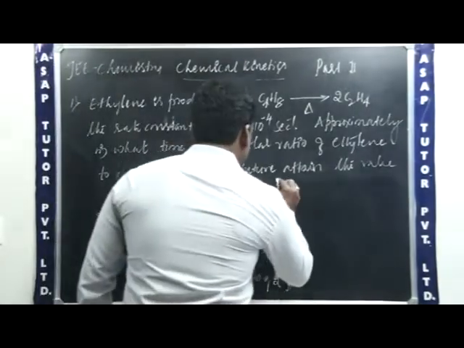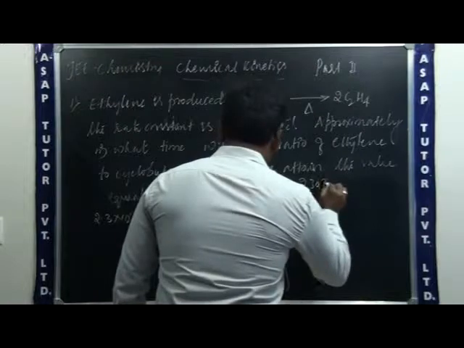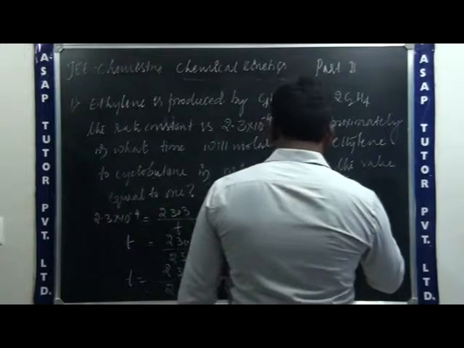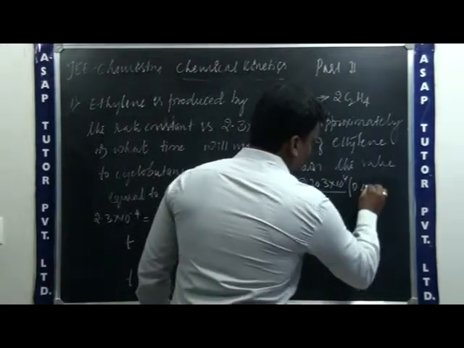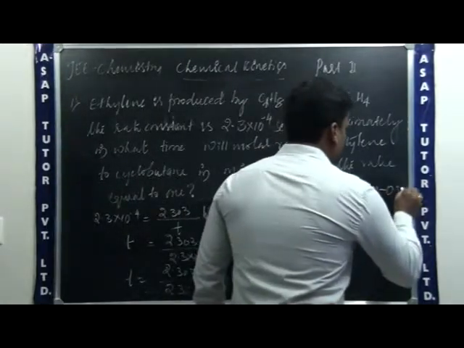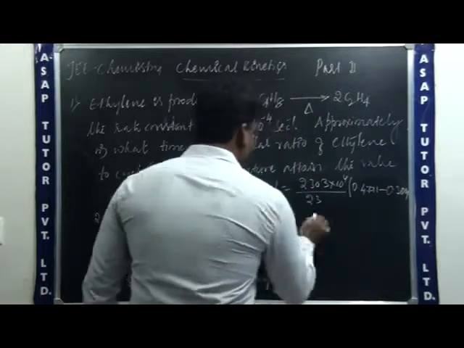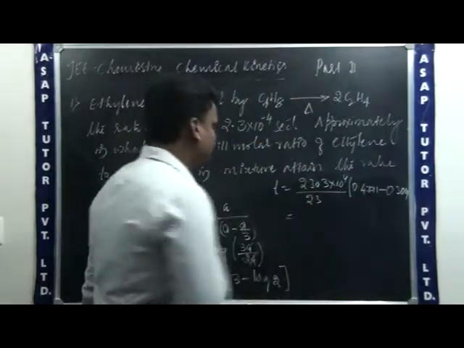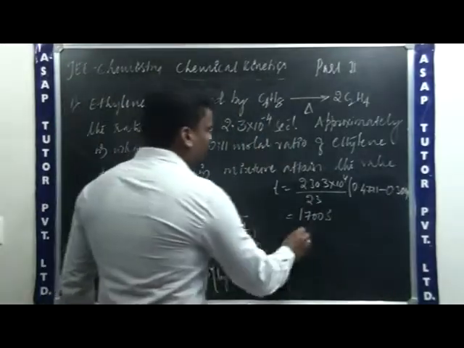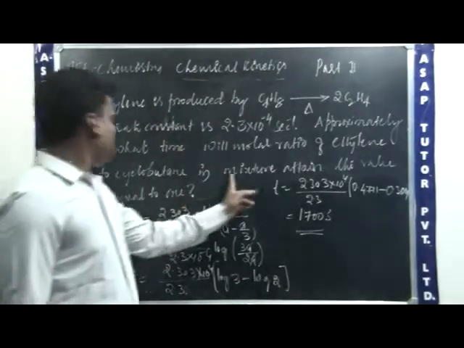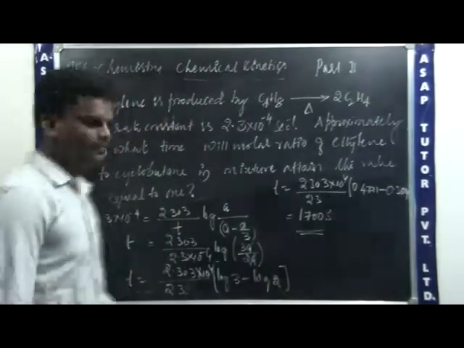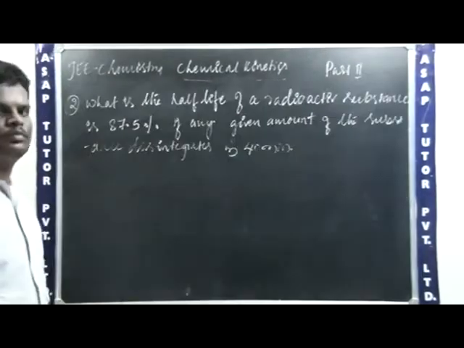Now, t is equal to 2.303 times 10 to the power of 4 divided by 2.3 times, so the log 3 value is 0.4771 minus the log 2 value, which is 0.3010. If we simplify all the values, we get the answer, that is 1700 seconds. Therefore, we can say that is the time taken for that mixture to attain the value equal to 1. It will take 1700 seconds.